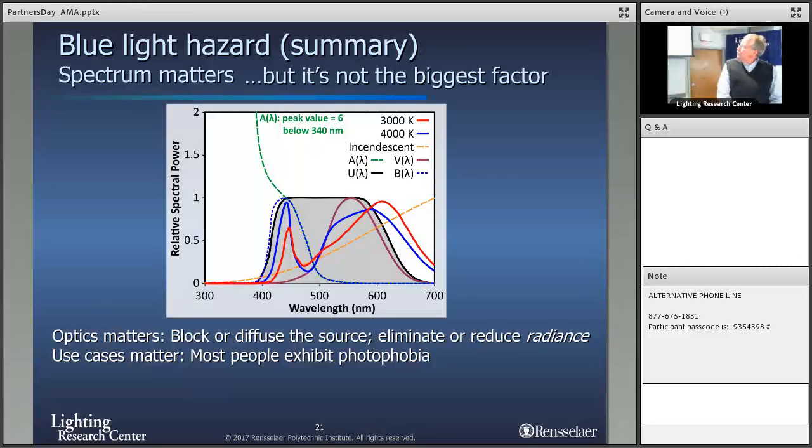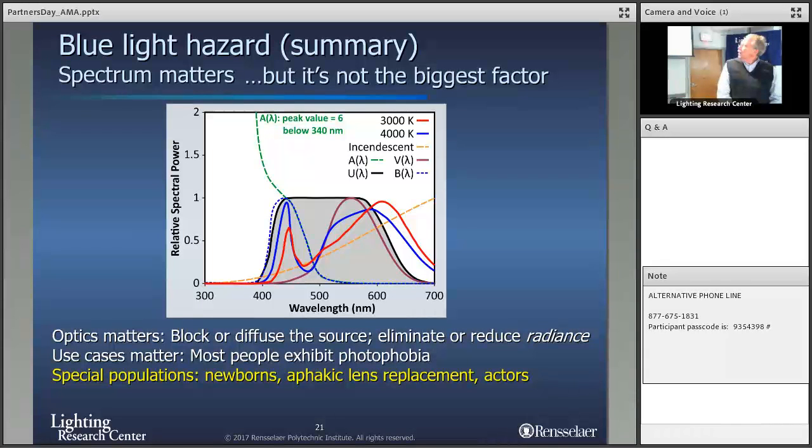And as I mentioned, use case matters. Most people exhibit photophobia, but there are indeed special populations that do need consideration. Newborns, aphakic lens replacement individuals, and actors. These are the kinds of people that are going to have prolonged viewing.